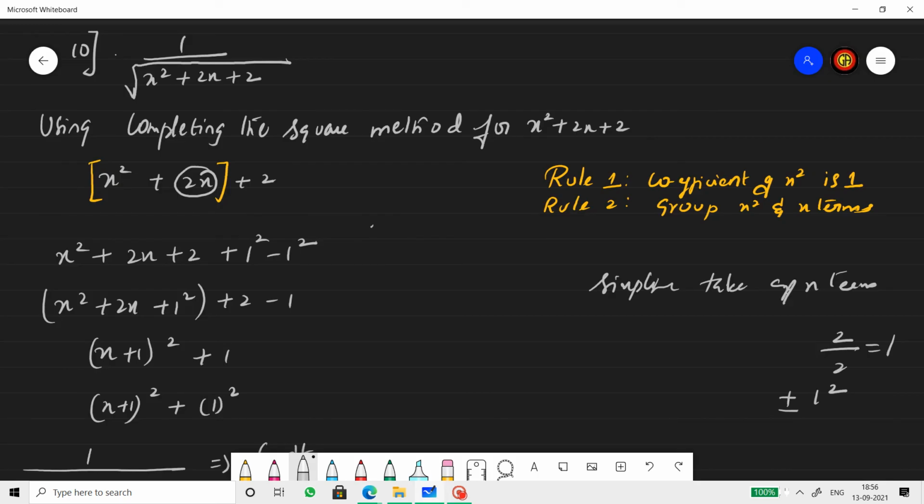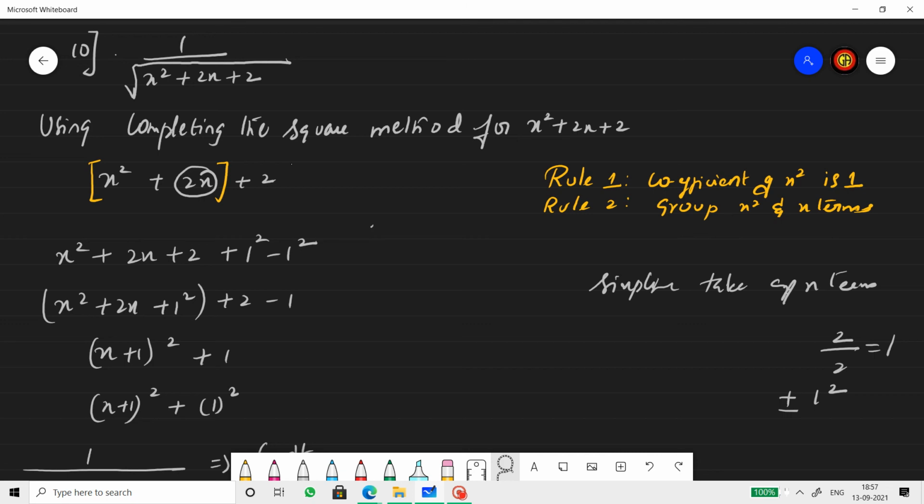So question number 10. 1 by root over x square plus 2x plus 2. Now here, in whatever we did so far, there was no x term in that. There was only an x square term. But now the x term is there. So we need to complete the square and make this into a proper square. So using the completing the square method for x square plus 2x plus 2.